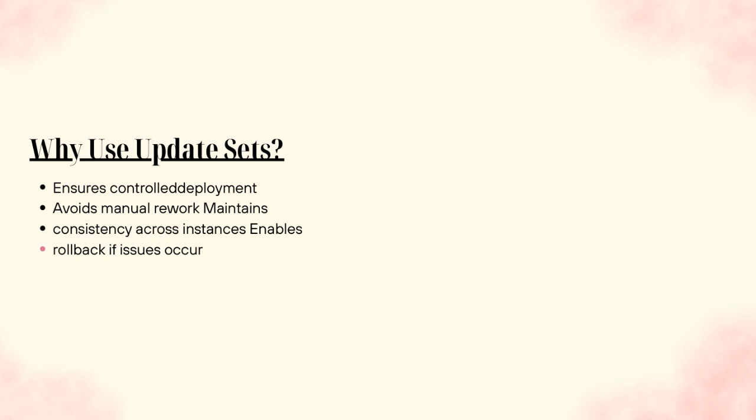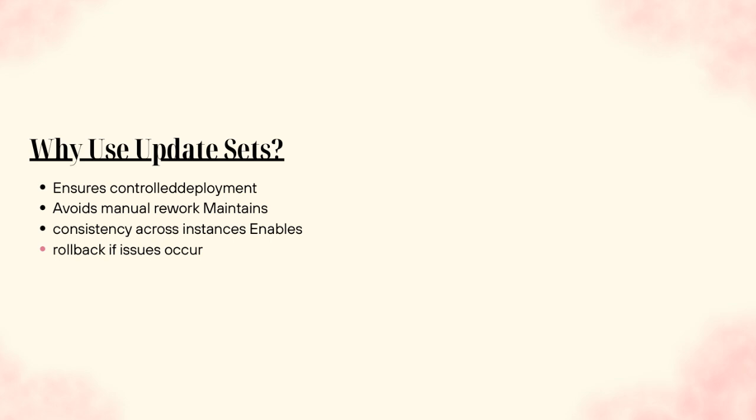Another crucial benefit is the ability to enable rollback if issues occur. If something doesn't work as expected after deploying changes, we can quickly revert to a previous state, minimizing downtime and reducing risk. Finally, update sets facilitate controlled deployment. They give us a structured way to move changes through different stages: development, testing, and production, keeping everything organized and manageable.